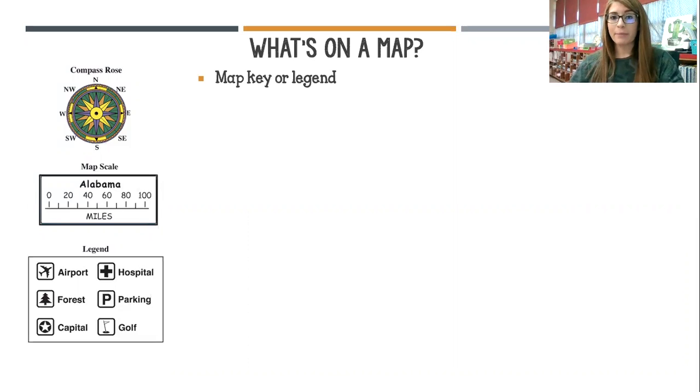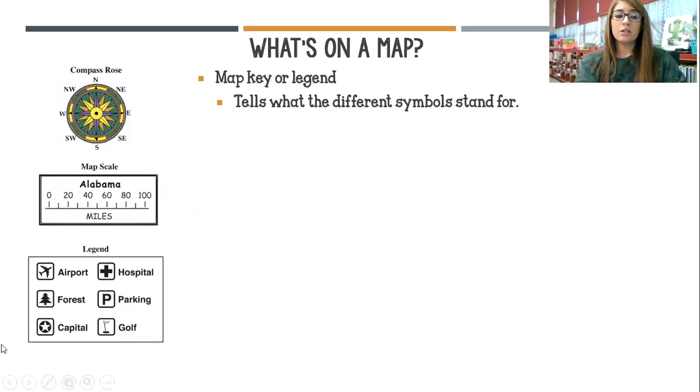So what is on a map? There's a map key or a map legend. Here's an example right here of a map legend. They can be called both interchangeably, key or legend. And what they do is they tell you what all the different symbols on a map stand for. So for example, if you see this little airplane, you know that's an airport. This tree represents forest. This star with a circle around it represents the capital city. This cross is the hospital. P is a parking lot. And this little golf tee right here with the flag is a golf course. So it's really important to be able to read these map legends so that we know where all these places are on a map.